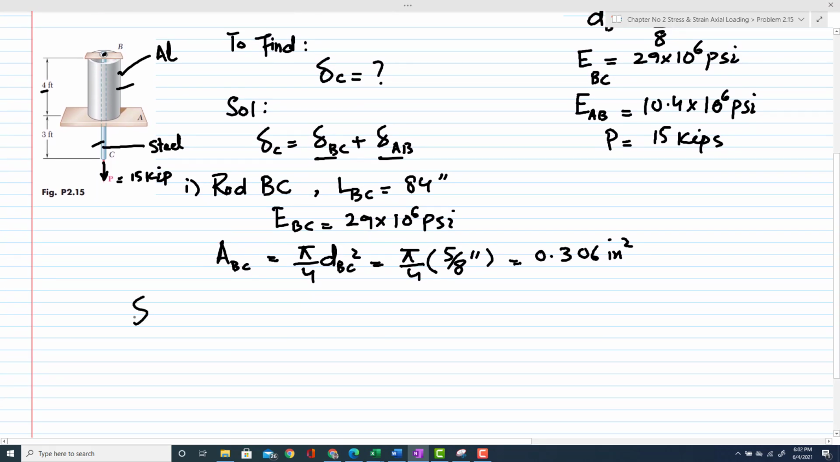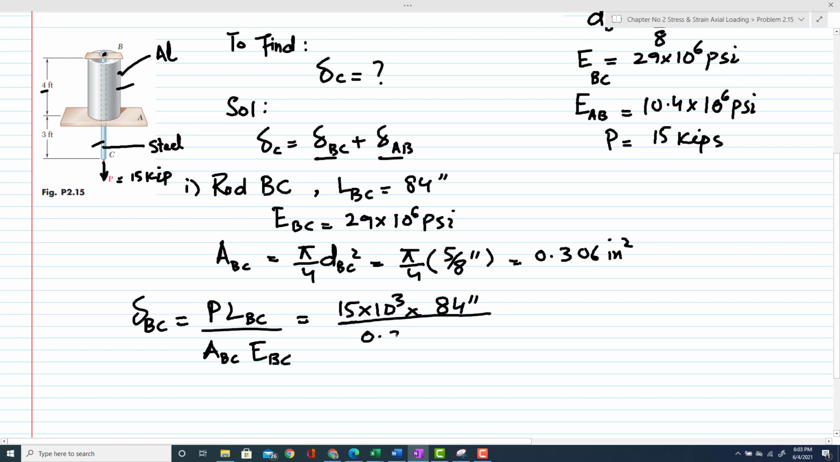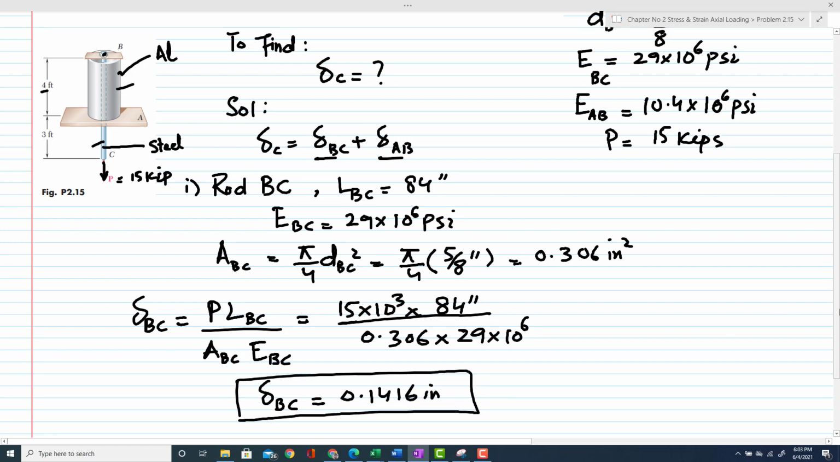Now the total elongation in BC is equal to P L_BC over A_BC times E_BC. The load is given, that is 15 kips, 15 × 10³. The length L_BC is 84 inch, the area is 0.306 square inch, and E_BC is 29 × 10⁶. So the elongation in rod BC comes out to be 0.1416 inch. So you have calculated the change in length in BC.